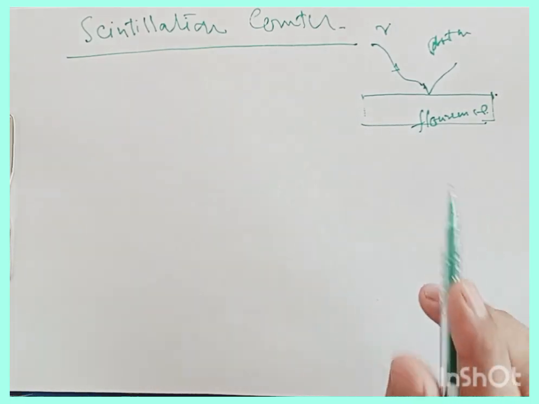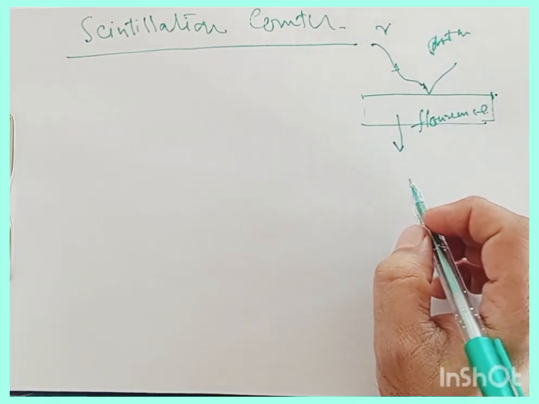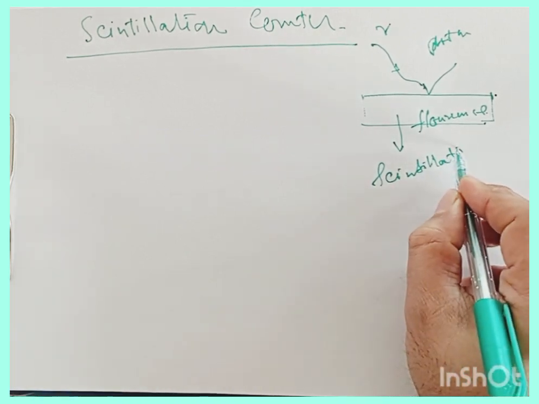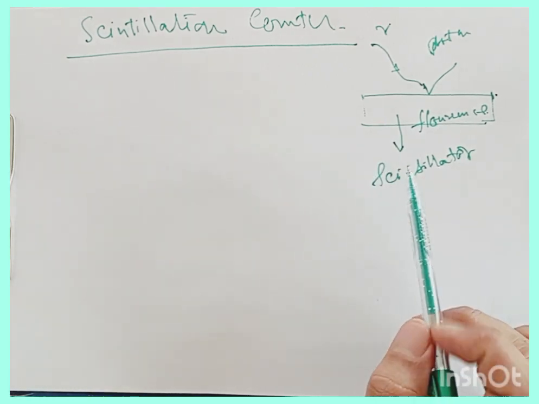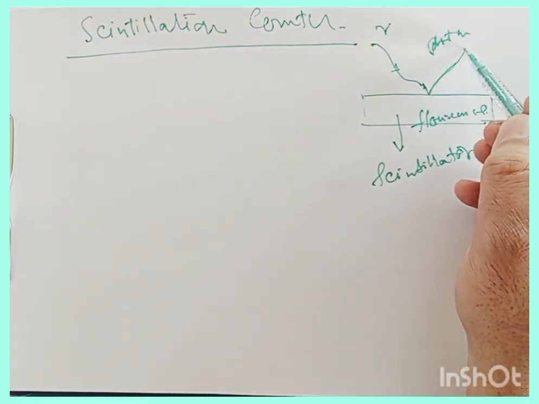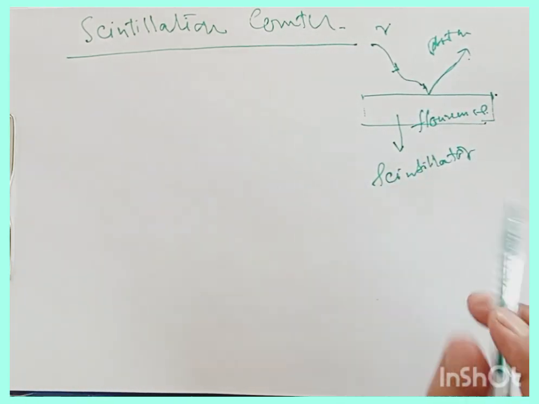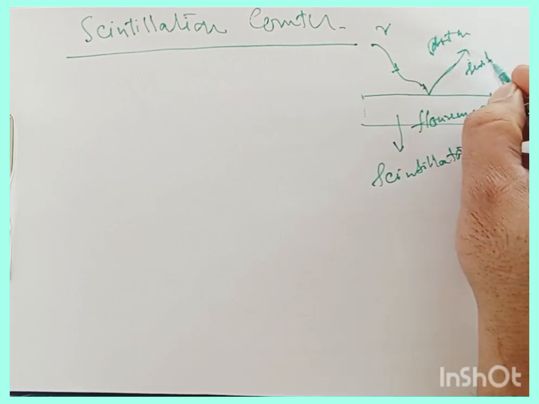Now, such a material is known as a scintillator. And the photons that are produced by this material, by virtue of the radiation falling on it, we call scintillations.